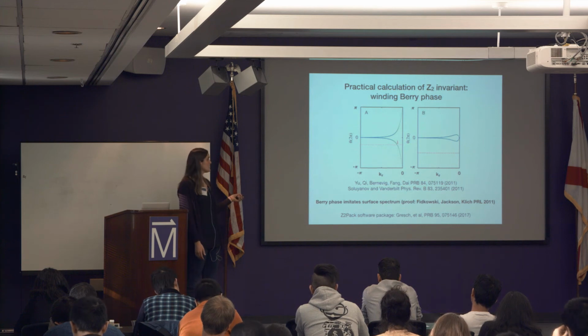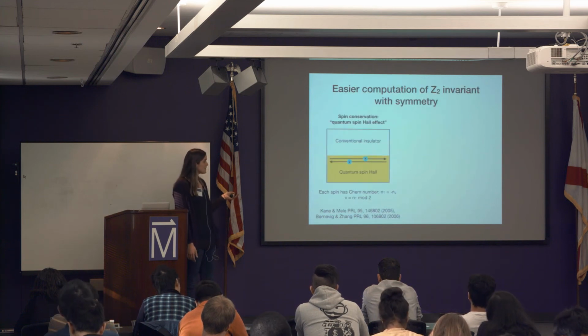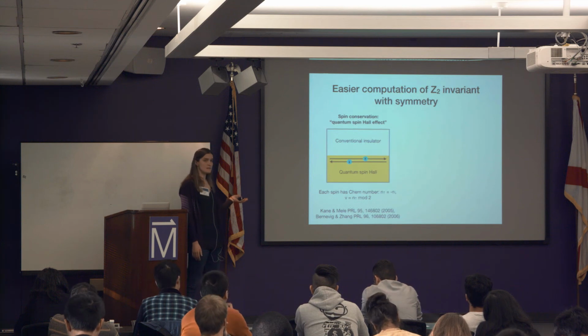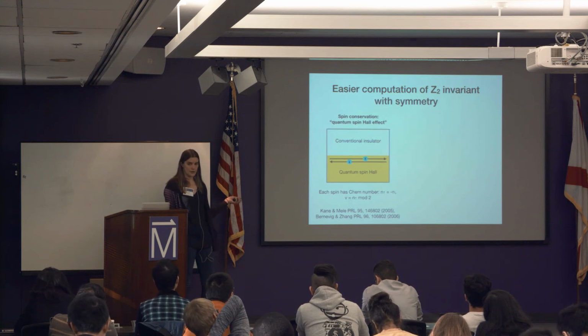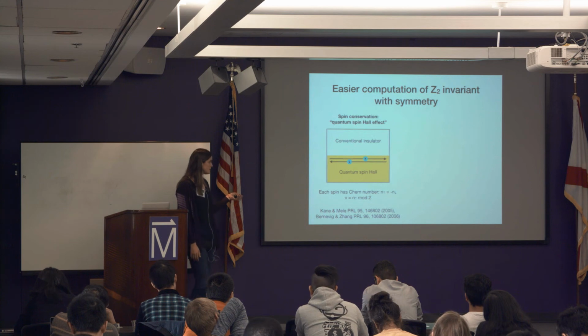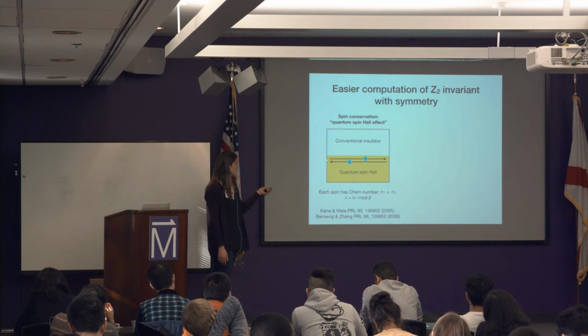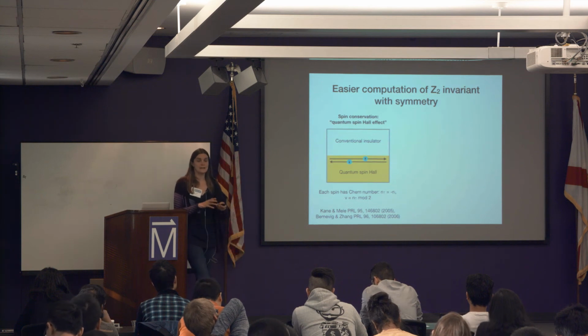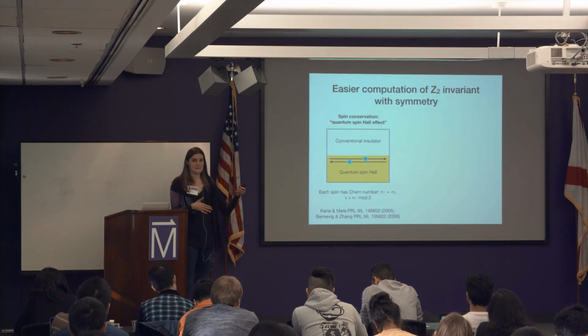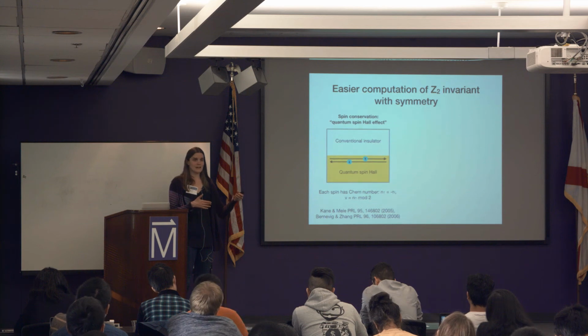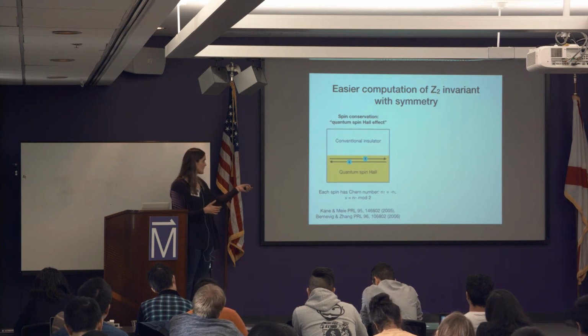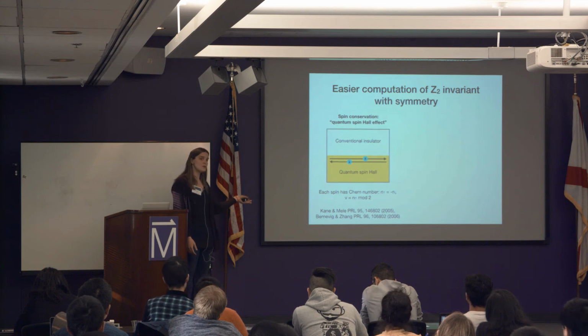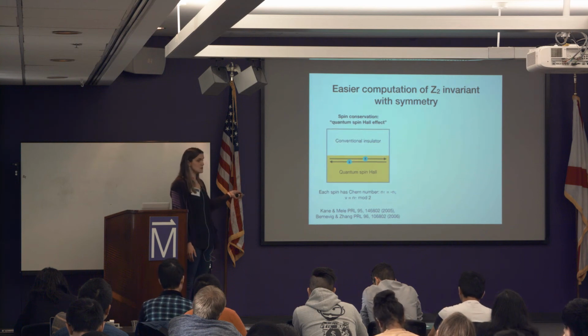But if we don't want to compute the Berry phase, then if we have extra symmetry, we can also find some other routes to computing the Z2 invariant. So one route is if we have spin conservation, then we can diagonalize the Hamiltonian separately in terms of up spins and down spins. And the Z2 invariant there just corresponds to having a Chern number separately of 1 for the up spins and of -1 for the down spins. Then we can use our previous work on the winding Berry phase for each spin separately to get at this Z2 invariant.